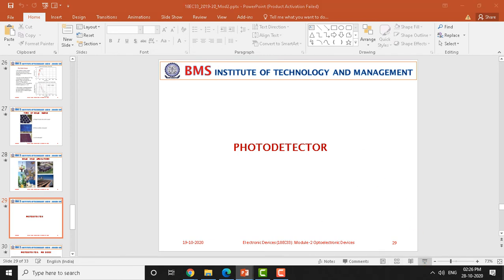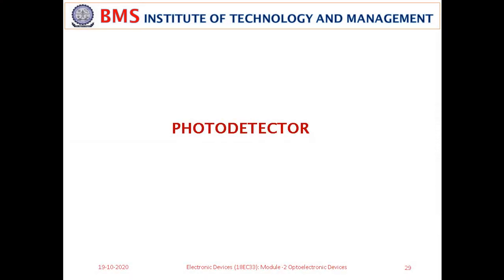What do we mean by photo detector? The same photodiode that I have explained to you will work like a photo detector. That means it detects the photons. Whenever photons are made to fall on this device, it generates an electrical energy.